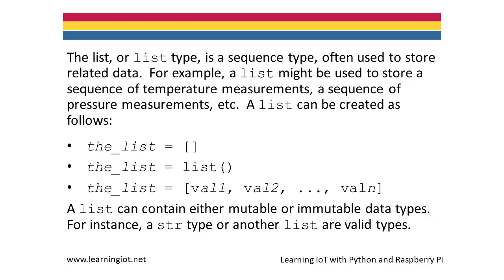A list can contain either immutable or mutable data types. For instance, a list might contain a sequence of immutable types, such as floats, ints, or strings, or it might contain mutable types, such as lists, and this would essentially be a list of lists.